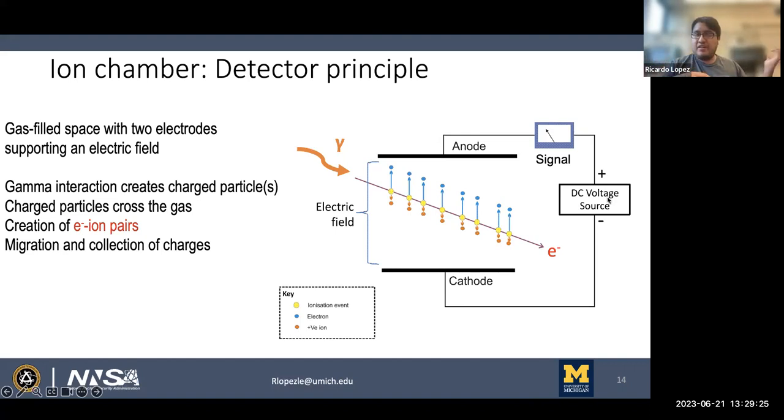Now, as the gamma ray goes in and interacts with the gas molecules, this creates charged particles, and these charged particles travel through the gas and create electron-ion pairs. Under the electric field, these migrate to the ends, here the anode and the cathode. As you collect the charge, you get a signal, which corresponds to the fact that an event just occurred. Thus, you've been able to detect that initial incident gamma ray.